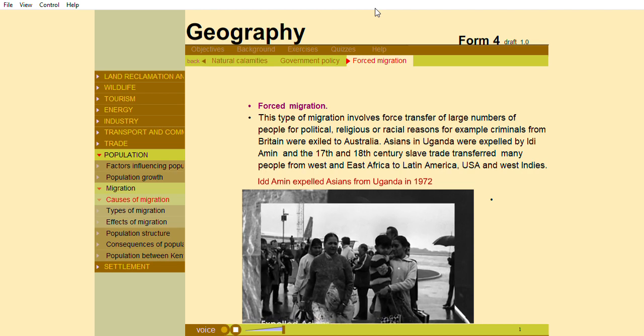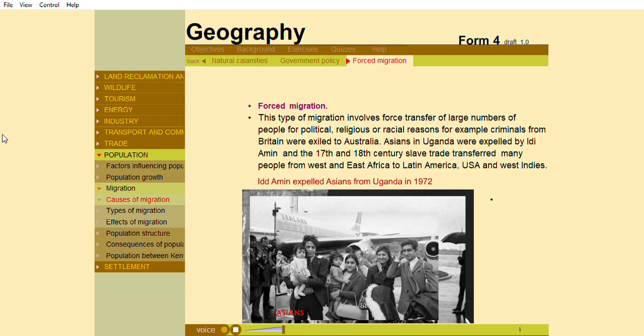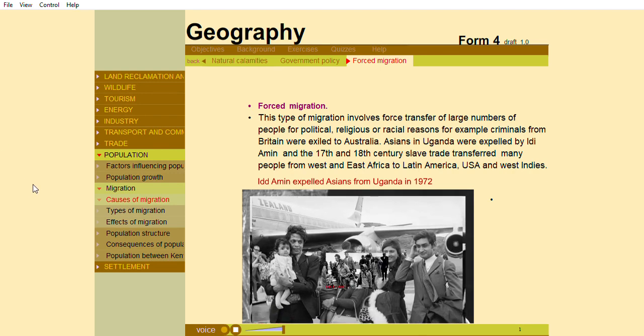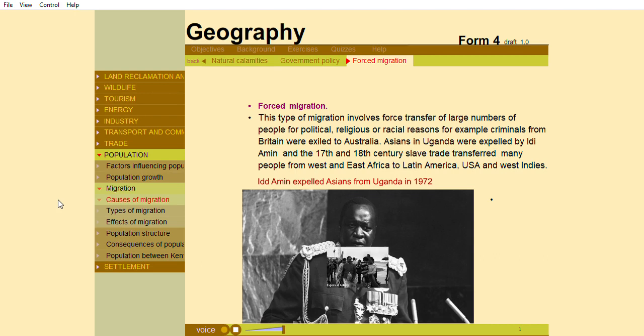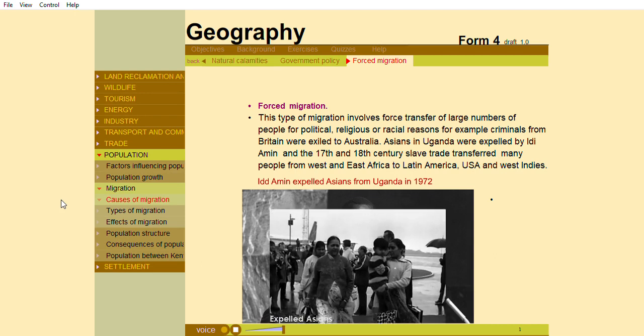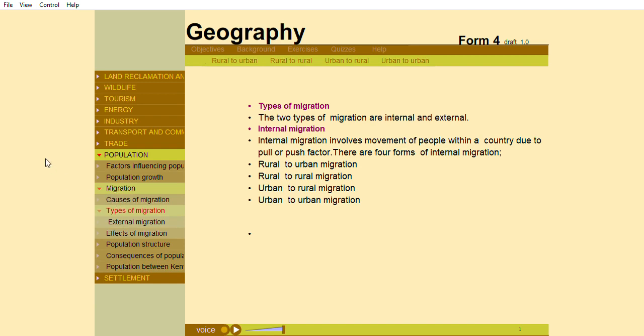Asians in Uganda were expelled by Idi Amin, and the 17th and 18th century slave trade transferred many people from West and East Africa to Latin America, USA, and West Indies, where their descendants are still found. Internal migration. Internal migration involves a movement of people within a country due to pull or push factors.